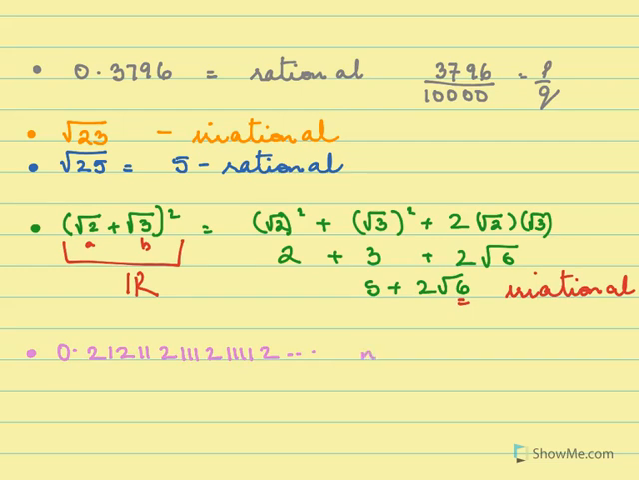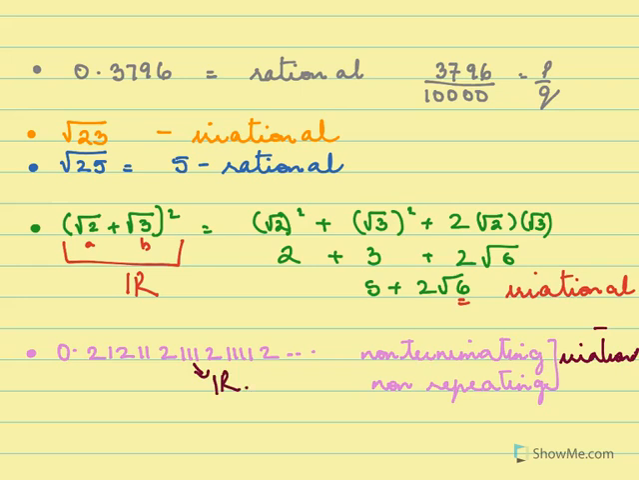Now if you observe, this number is non-terminating and also non-repeating. And if it is non-terminating and non-repeating, it becomes irrational. So this is an irrational number.